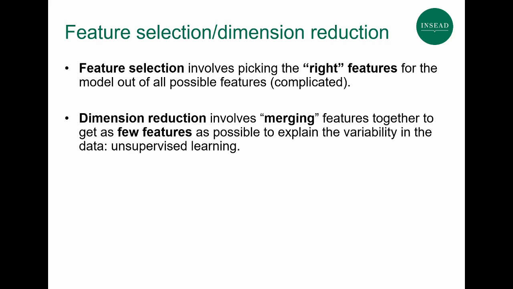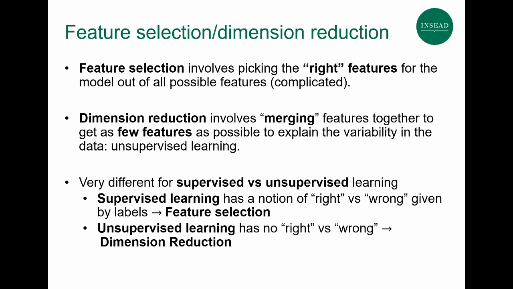Dimension reduction, on the other hand, involves creating new features from the old ones. This can be done quite easily via PCA, Principal Component Analysis, in unsupervised learning. Again, this is out of the scope of this video, but I wanted to make you aware of that. It's very different for supervised versus unsupervised learning. In supervised learning, there's always a notion of right versus wrong, which is given by the labels that you have. So that's feature selection right there. That enables you to select the right kind of features for your problem.